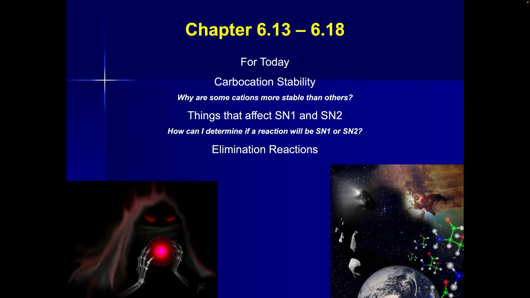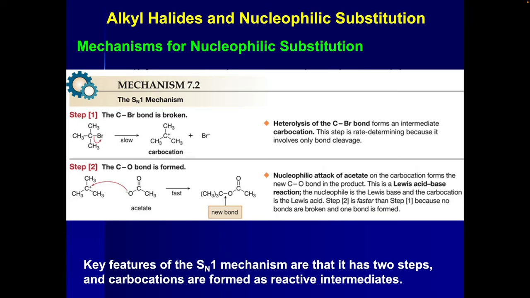So today we're going to talk a little bit about why some carbocations are more stable than others. We're going to talk about things that affect SN1 and SN2. We just saw some of it, right? And so we know that the leaving group matters. We'll talk a little bit about that. And then we're going to talk a little bit about elimination reactions and hopefully fix everything up. And it's not chapter 6.1 to 6.18. I just didn't change the title on the old slides. This is the last part of 7, right?